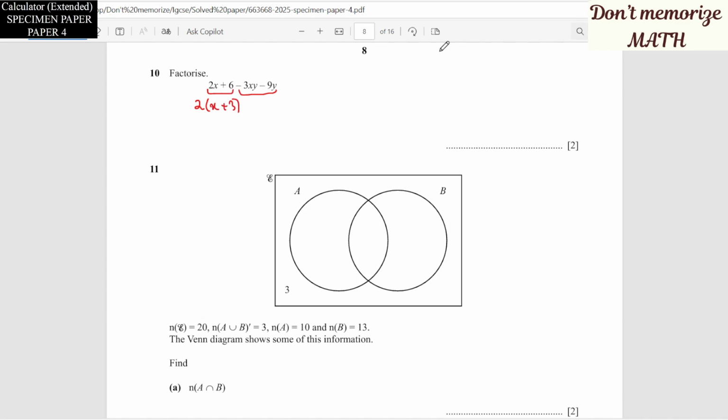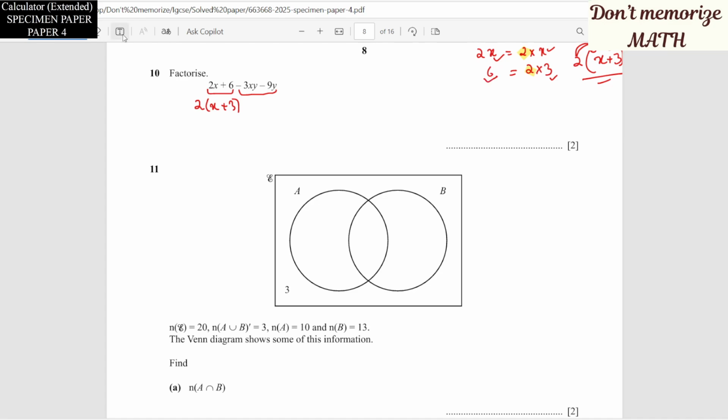If you didn't understand this, I will tell you how I did that. 2x is 2 times x. How can we write 6? 6 is 2 times 3. What is common here? 2 is common, so you can write 2 in bracket. What is remaining? 2 we already took outside, so we have x plus 3. When you multiply it back, you have to get the same: 2 times x is 2x, 2 times 3 is 6. That is factorization, taking the common terms outside.